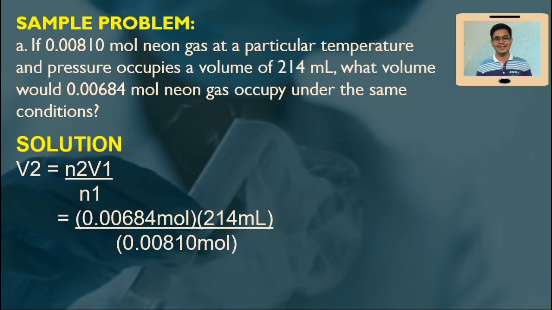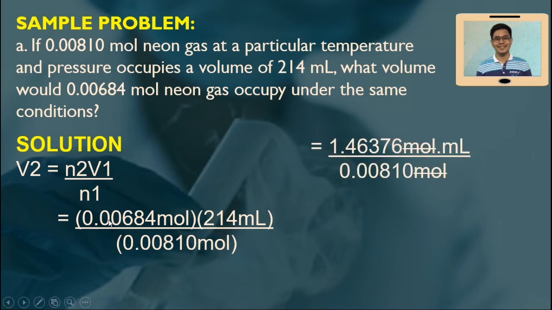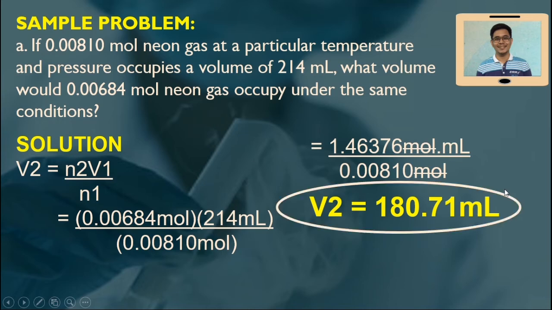So let's have first the numerator, which is 0.00684 mole multiplied by 214 will give you the answer 1.46376 mole milliliters, and then divide it to 0.00810 mole. Cancel natin yung mole, and then it will give you the answer for our final volume, which is 180.71 milliliters.